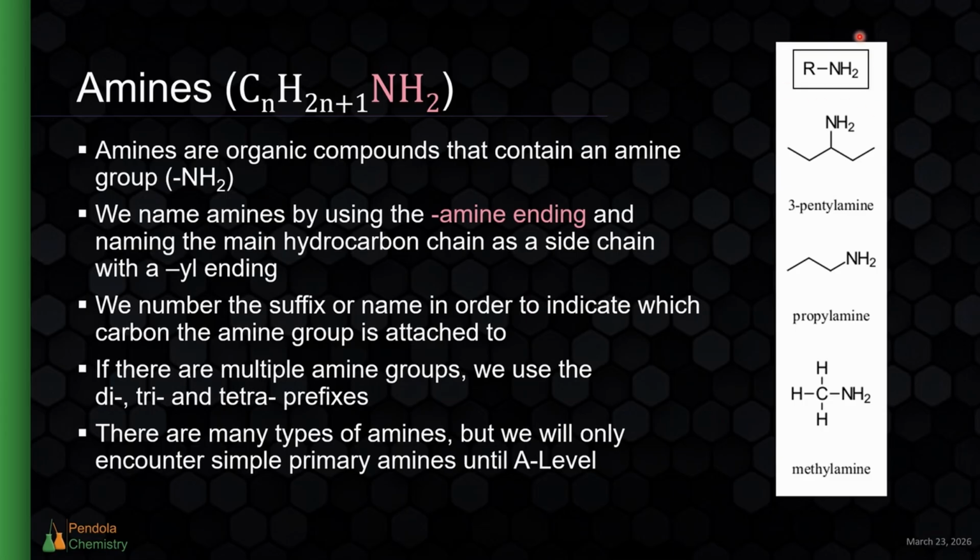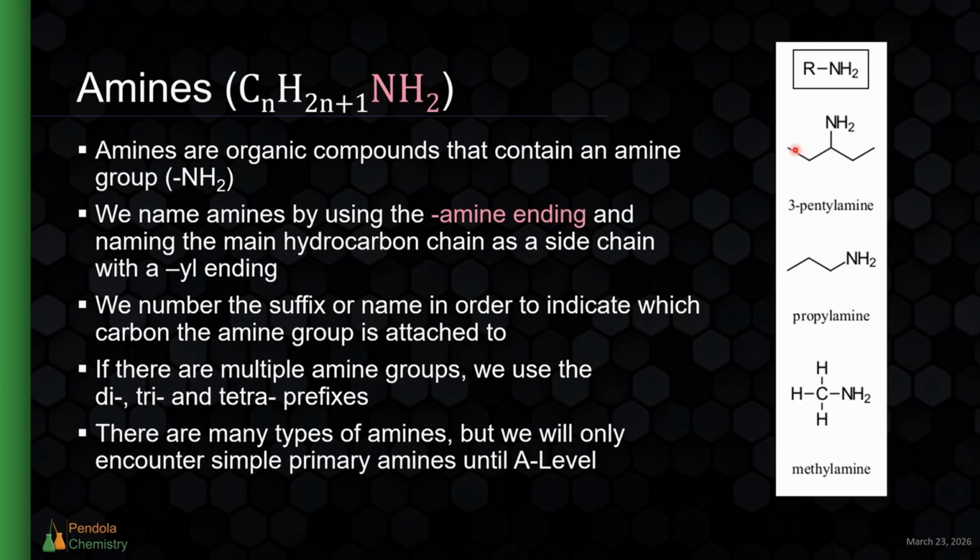With amines, it's a bit different. The nitrogen is considered the center of the compound. So what we look at is that we have the nitrogen with things attached to it. So we're going to number the suffix or name in order to indicate which carbon has the amine group. And then if there are multiple amine groups, we're going to use di, tri, tetra prefixes, although that's very rare. There are many types of amines, like I said, but we're only going to look at these primary ones here.